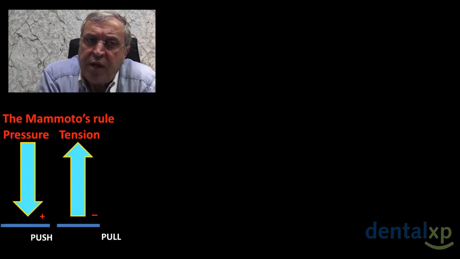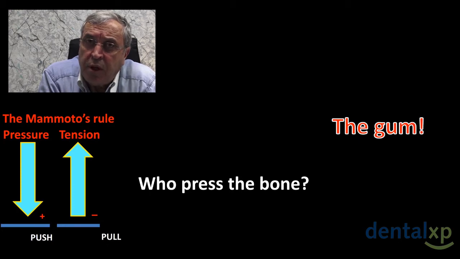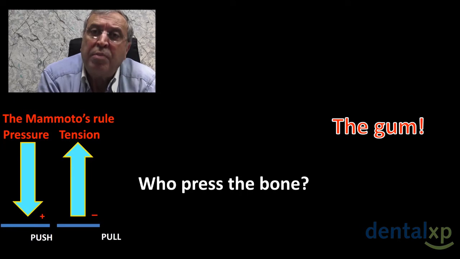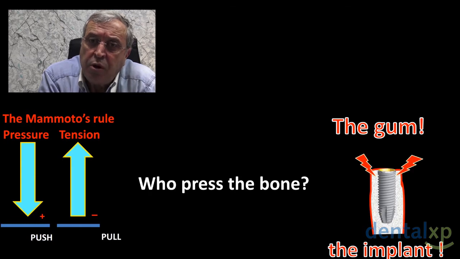And if we want to understand Mamoto's rule, pressure is when we push, tension is when we pull, but it's the same amount of pressure. But who presses the bone? The gum. Yes, the gum, because when we elevate the flap and we do augmentation, we create a pressure from the flap. But we also have the implant, which can be our enemy if we put it with too much pressure.